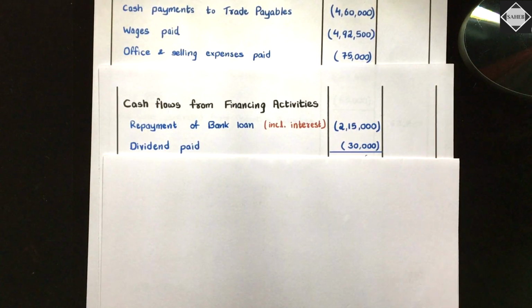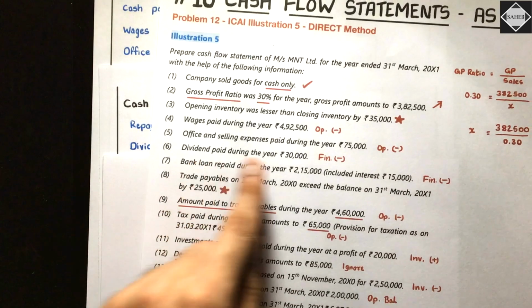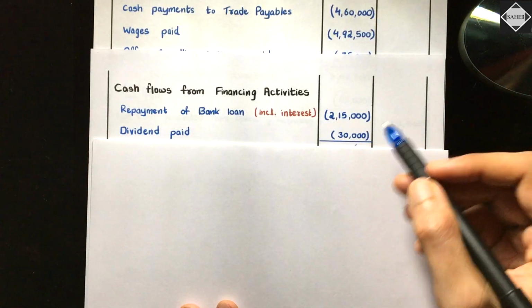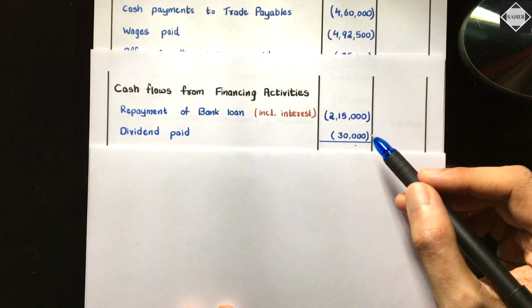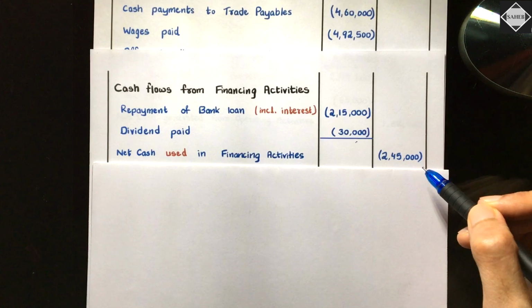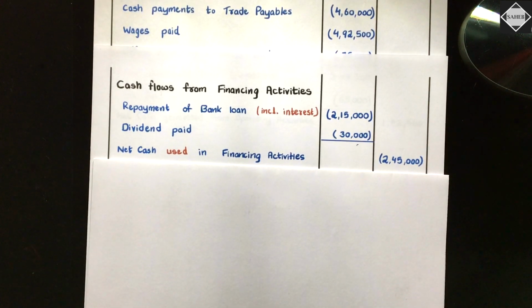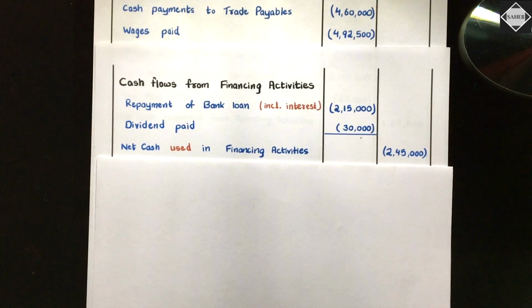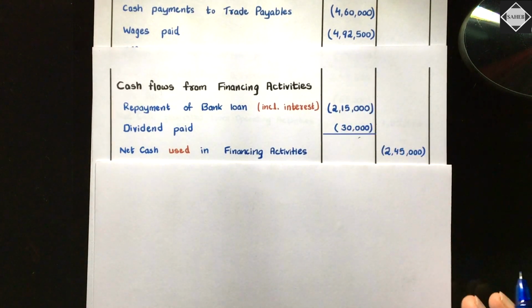And then dividend paid, I told you that's 30,000. Yeah, that we have to subtract. All these are payments, so we are subtracting it. Dividend paid 30,000. Clear? Okay. So 2,15,000 and 30,000. If you make a sum of that, that's equal to 2,45,000 negative. Is it clear? Yes, net cash used in financing activities. It's negative, right? So that means this much cash we have lost because of financing activities.